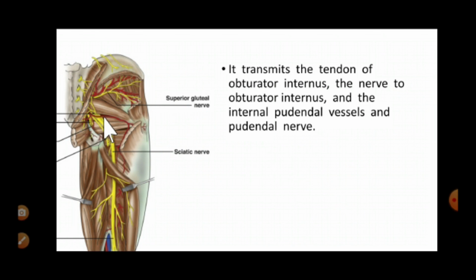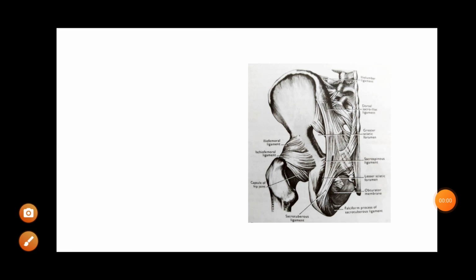The lesser sciatic foramen transmits the tendon of the obturator internus. We have the tendon of the obturator internus here, the nerve to obturator internus, the internal pudendal vessels, and the pudendal nerve. So these structures will be passing through the lesser sciatic foramen.